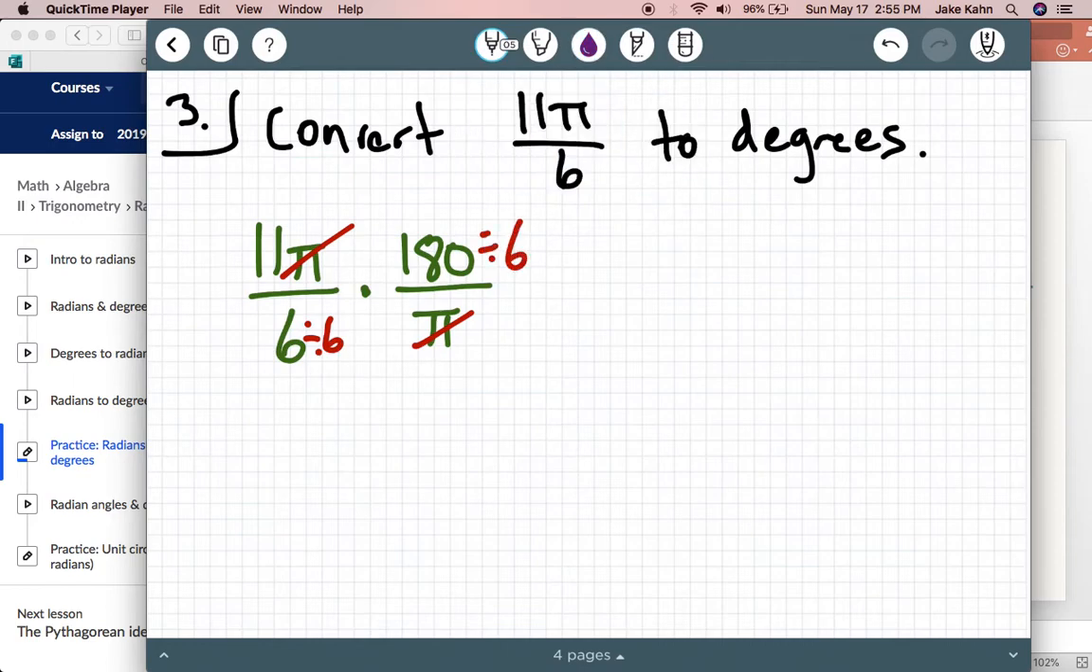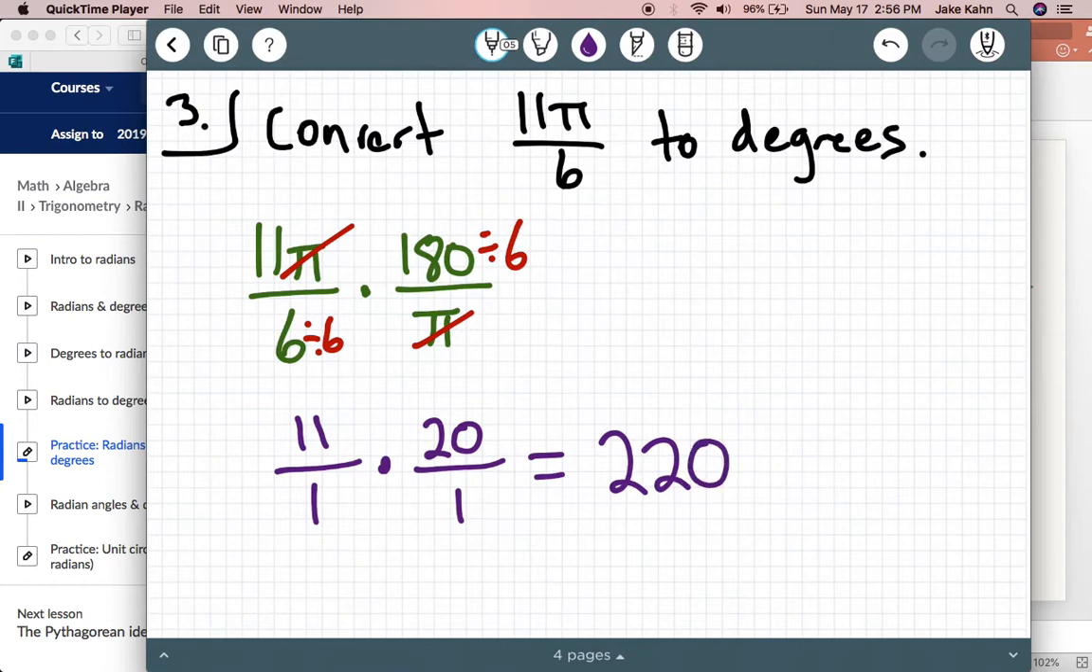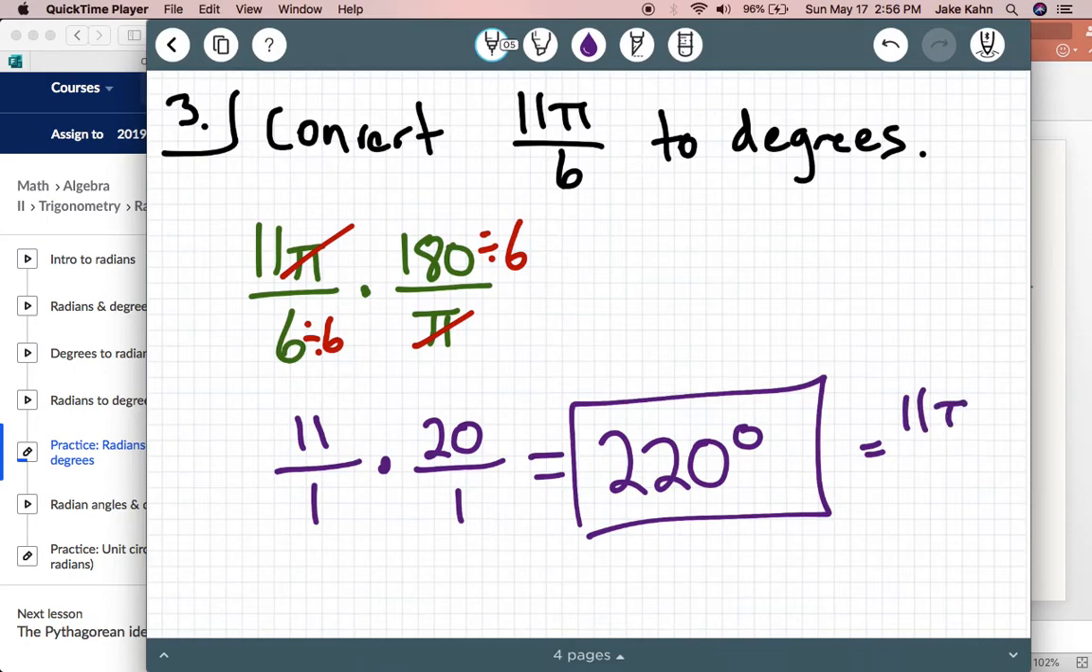Bringing it down to the next step as I simplify, we've got 11 on top still, divided by 6 is 1, times 180 divided by 6 is 20. And finally, pi was canceled, so we just have 1. So now we have 11 times 20. 11 over 1 times 20 over 1, which is 220 degrees. Our final answer, this is the same thing as 11 pi over 6 radians.